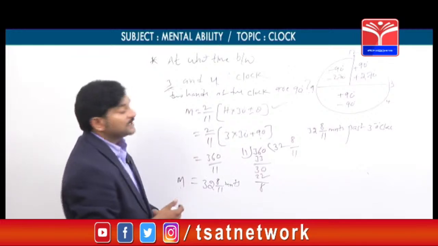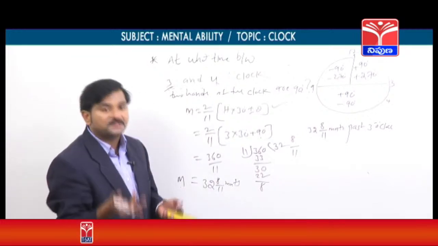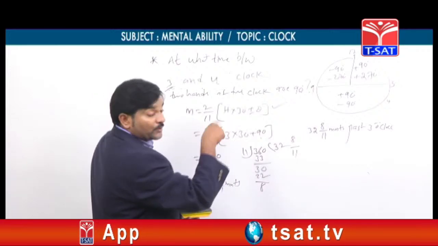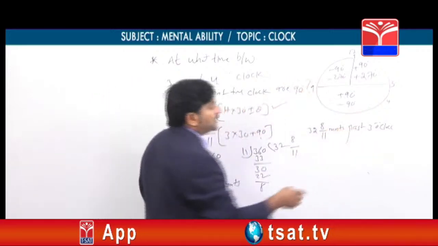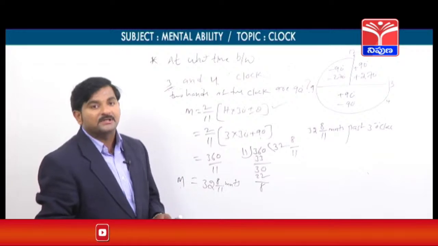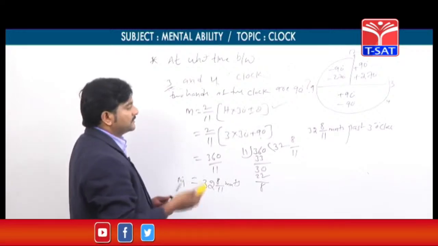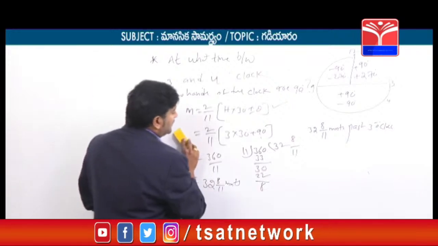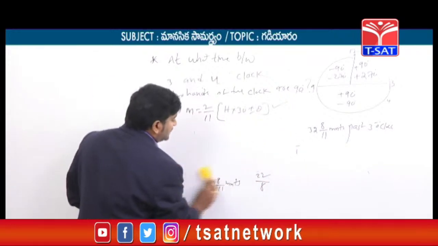So final answer is 3 hours 0 minutes past 3 o'clock. So simply 3 o'clock we can say. And earlier I told you also, exactly at 3 o'clock the angle between two hands is how much? 90 degrees only. That's why I am getting 3 o'clock. So that is one case. Now similarly we will focus on the second part.